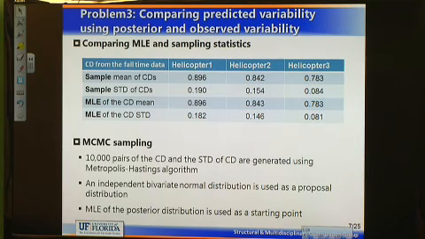And this was done using the Metropolis-Hastings algorithm, and the proposal distribution that was used is an independent bivariate normal distribution, that is, the distribution of the mean and the standard deviation are independent. So here is what was obtained.